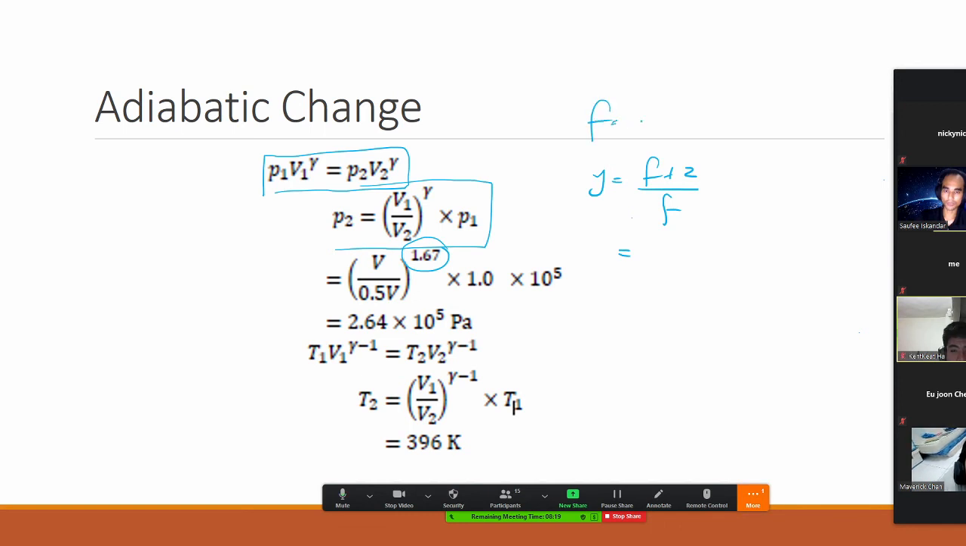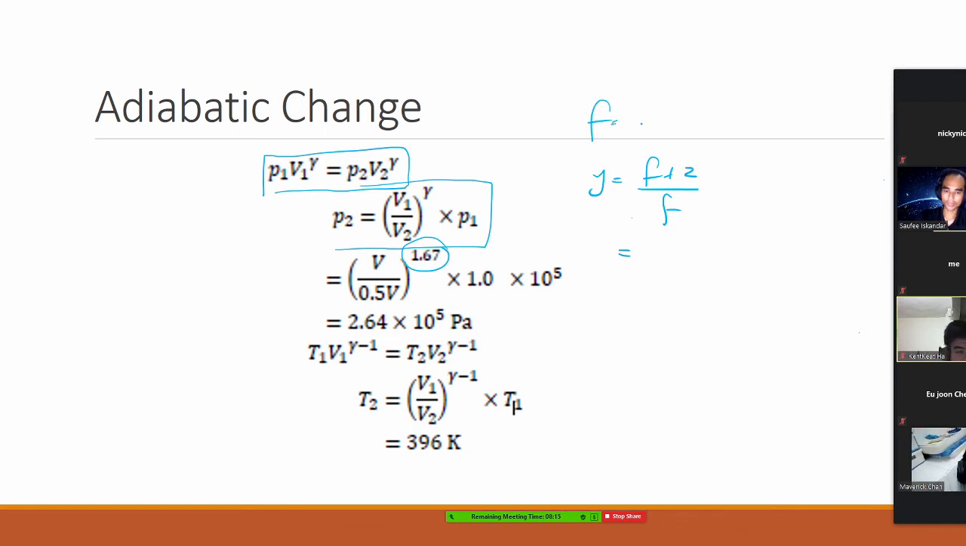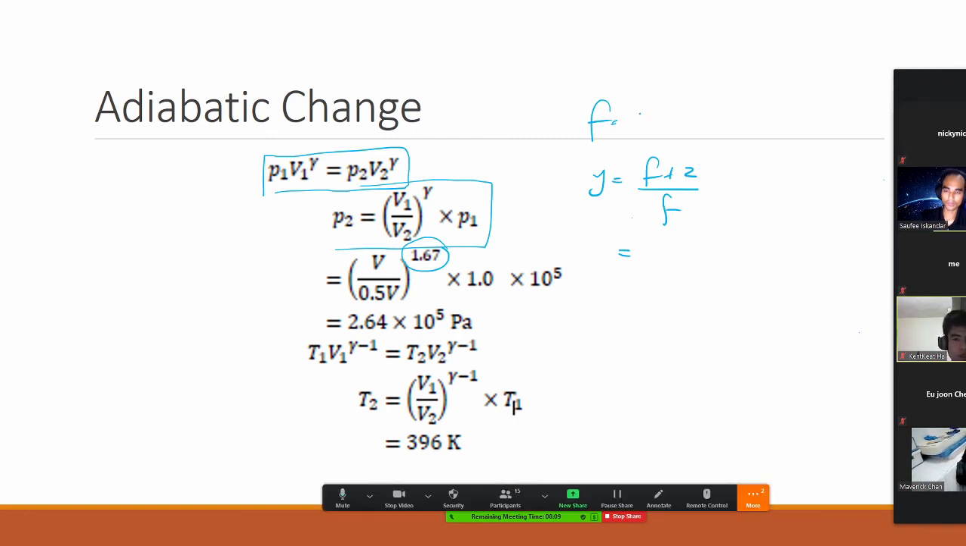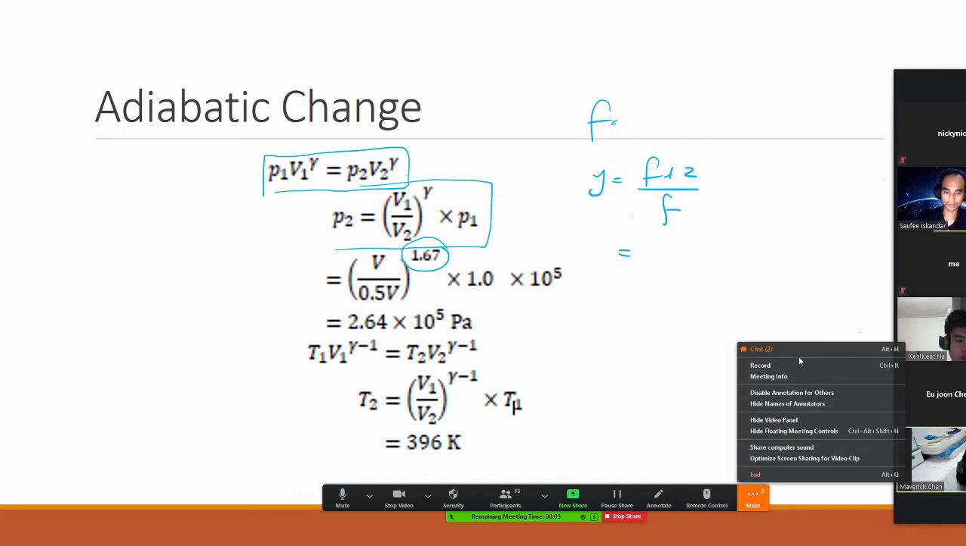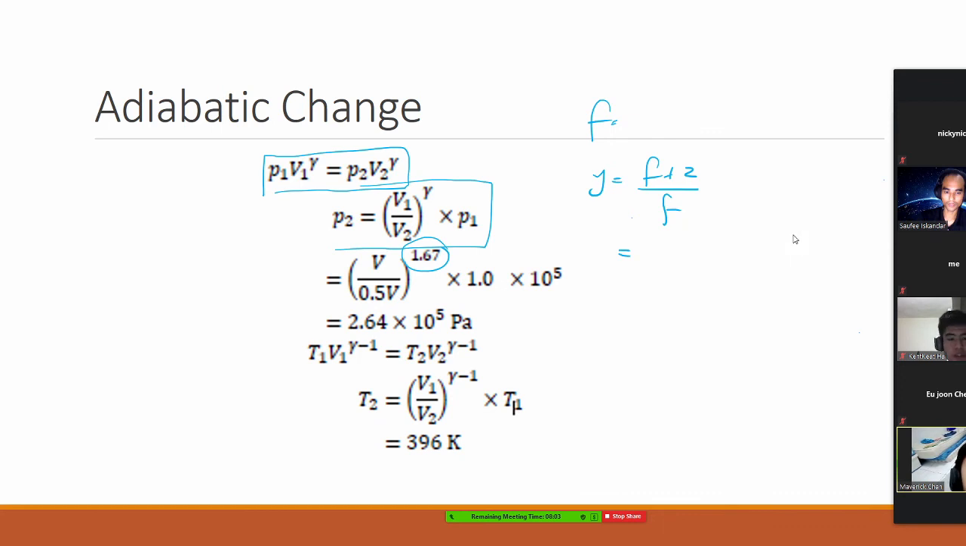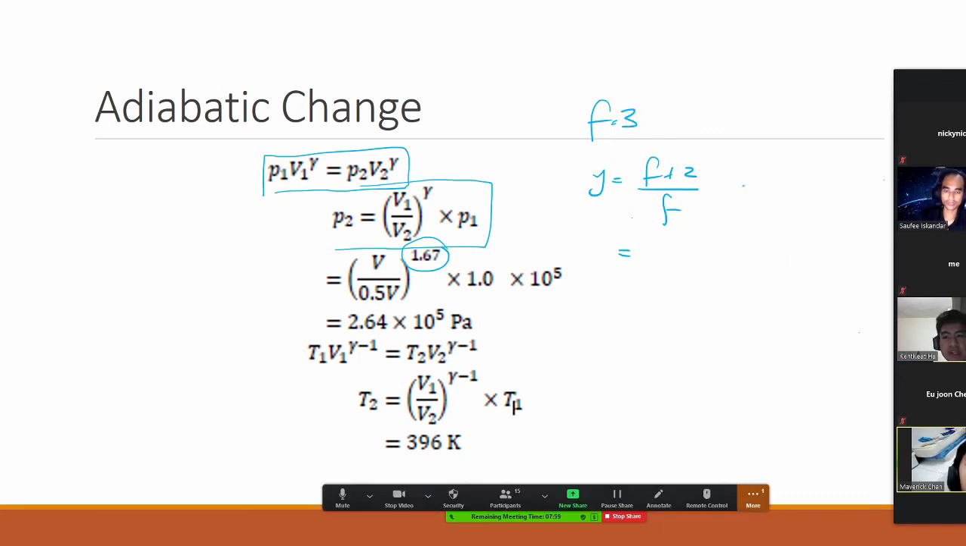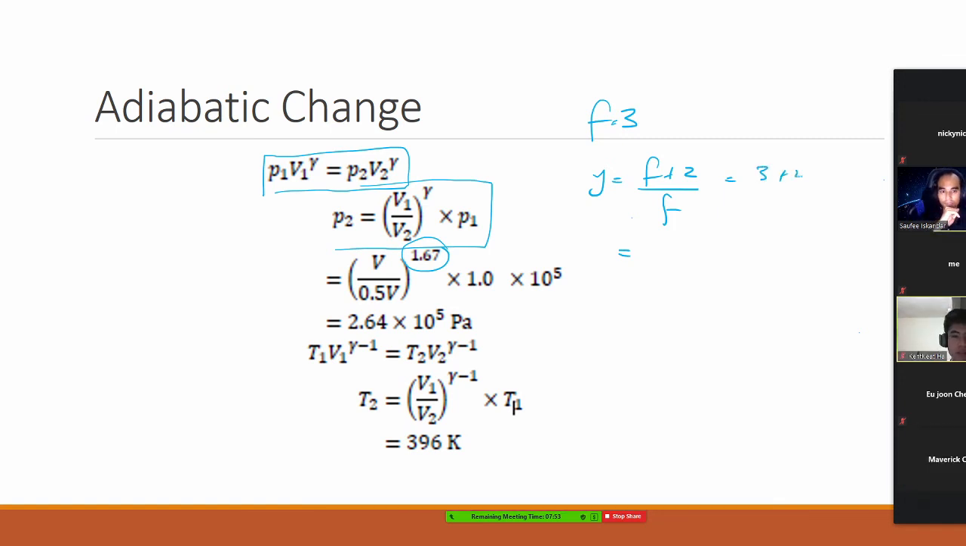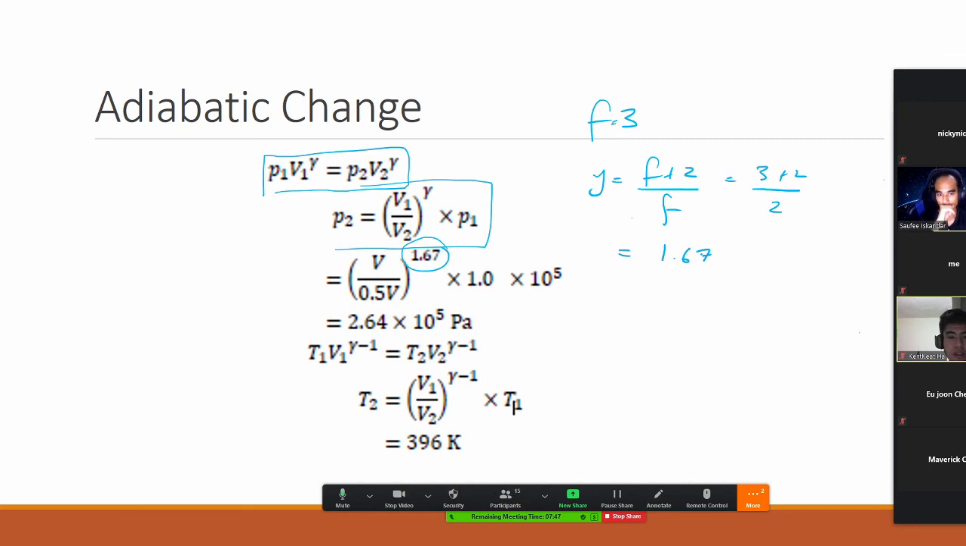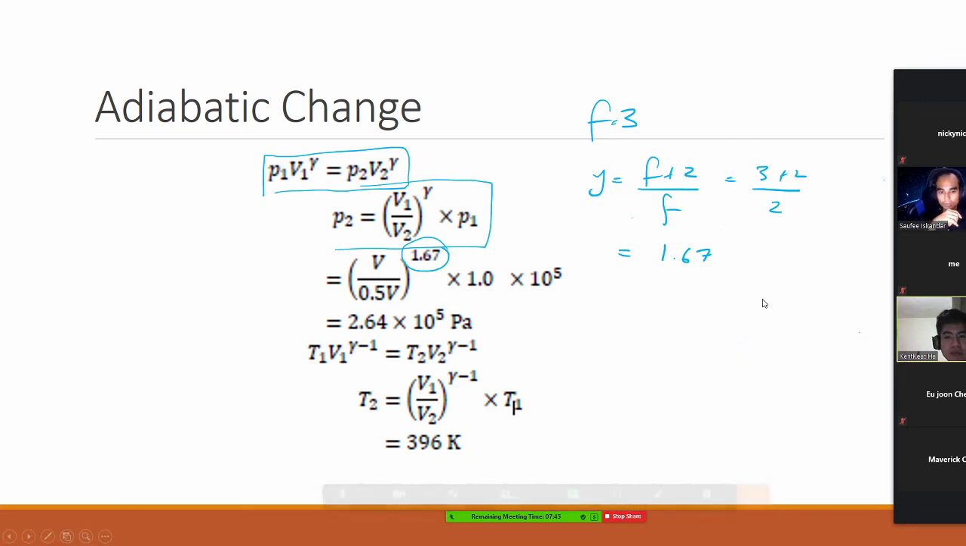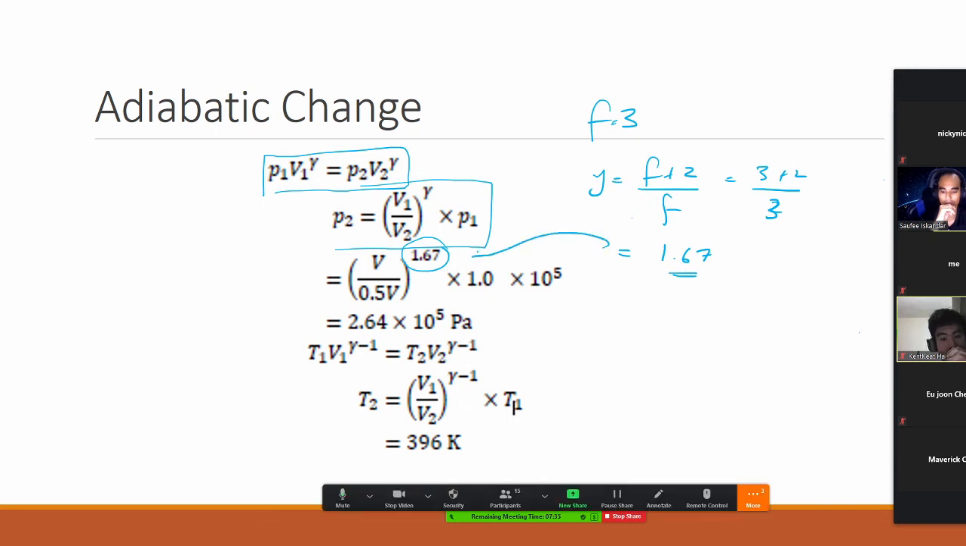So how much is f, 3 or 5? It should be 3, because there is only x, y, and z. So gamma is (3 plus 2) divided by 3, so 5 over 3, then you have 1.67. So this is the 1.67 you put inside.